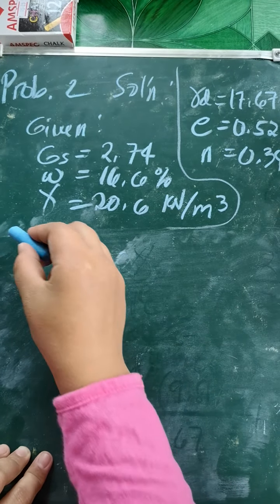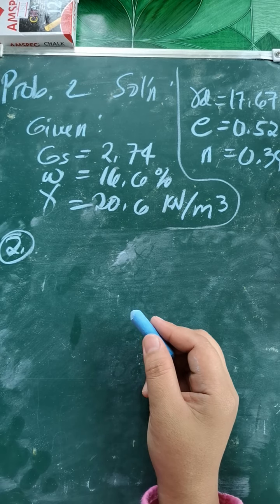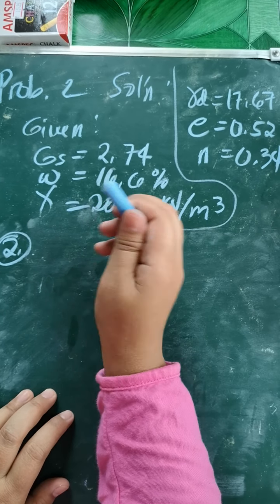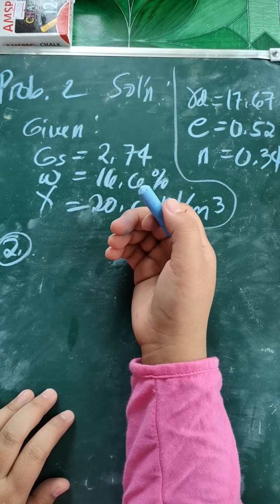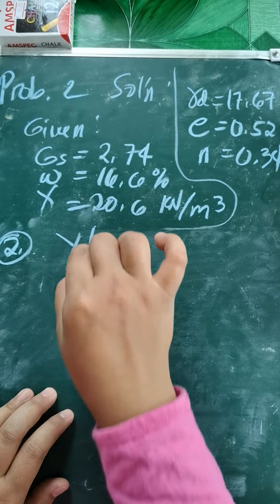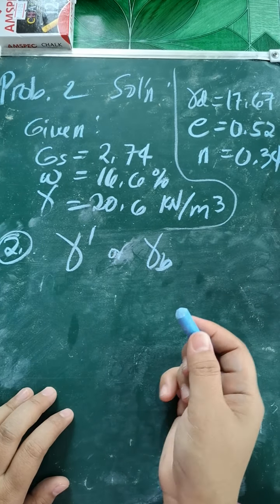Okay, number 2. Next. Number 2, compute the buoyant unit weight. So what is the buoyant unit weight? That is also the submerged unit weight. So it is denoted as gamma prime, or you can also see gamma B.